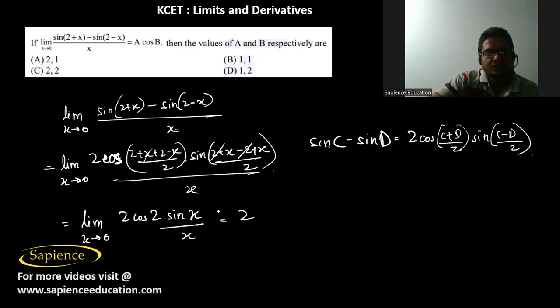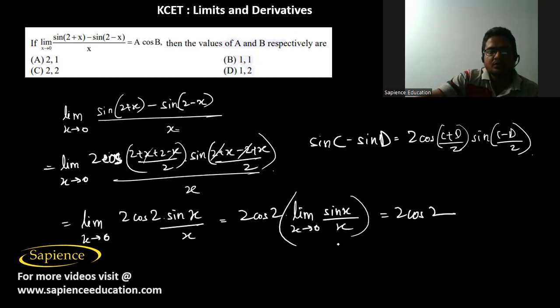So now 2 cos 2 is a constant, so 2 cos 2 will come outside. So 2 cos 2 into limit x tends to 0 sin x by x. Now limit x tends to 0 sin x by x is 1. So this will be 2 cos 2. So therefore a is equal to 2 and b is equal to 2. So both are 2's. So option C is the correct answer.